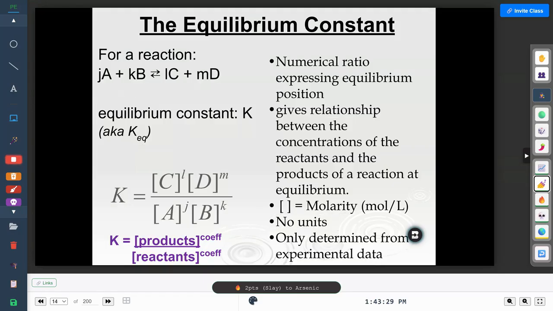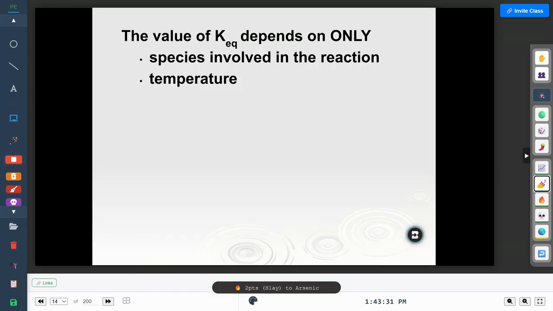So let's look at one other aspect of this, which I think sometimes is the most confusing part. And that is that the only thing that affects our KEQ is our temperature. You're going to see this come up, and it's going to affect your answers on some of these things, so pay close attention to this. KEQ is only affected by temperature.